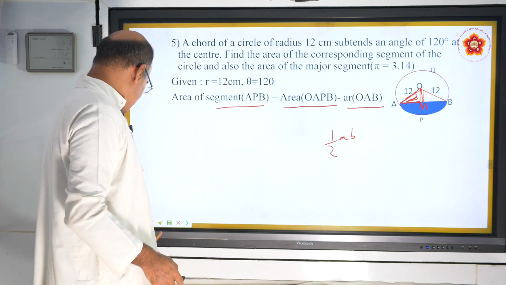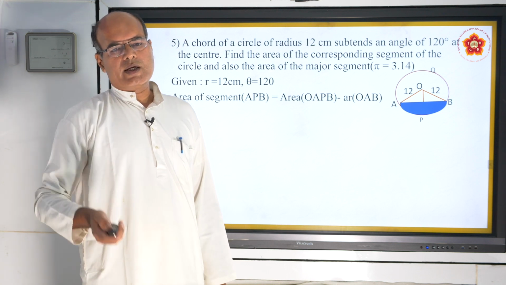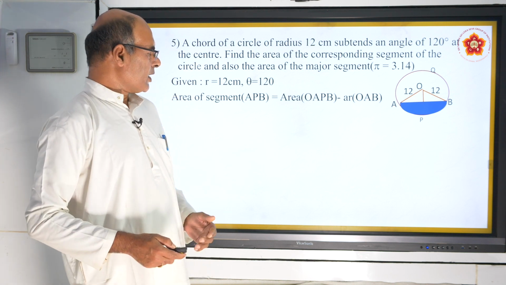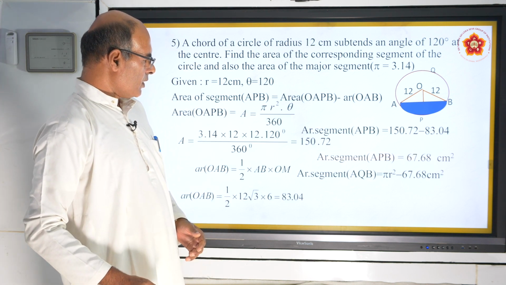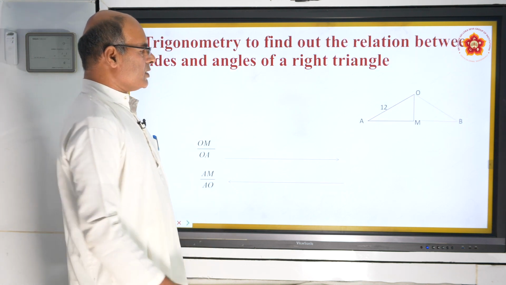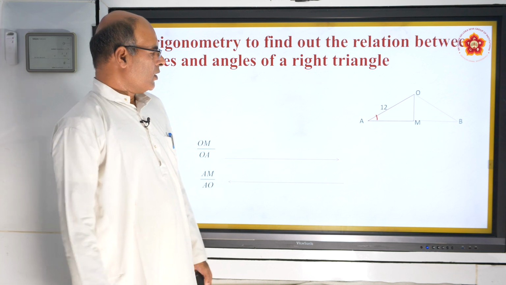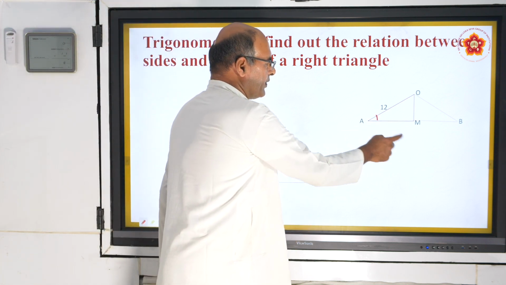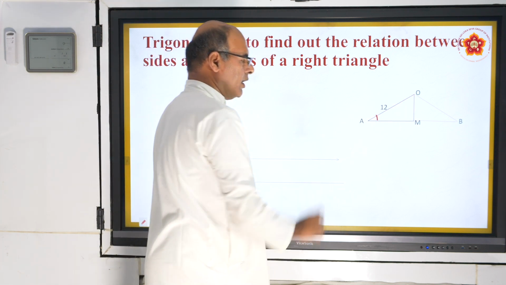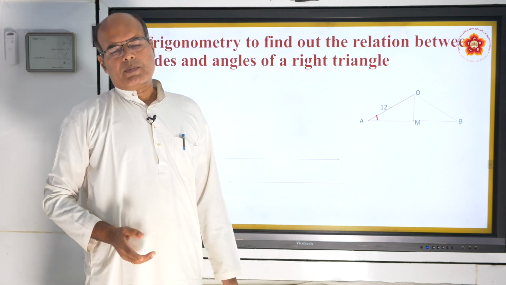For that we need a little knowledge about trigonometry, which you will study later in the second part of your textbook. Just for 2 minutes I will explain it. So trigonometry gives the relation between the lengths of the sides and the angles. For the given angle, the ratio between OM and OA, the ratio between OM and AM, the ratio between AM and OA, will be the same.